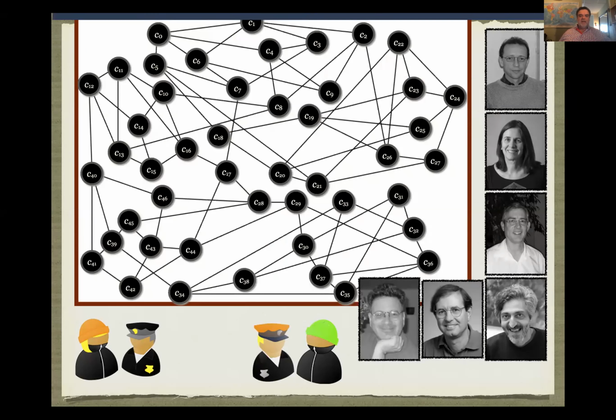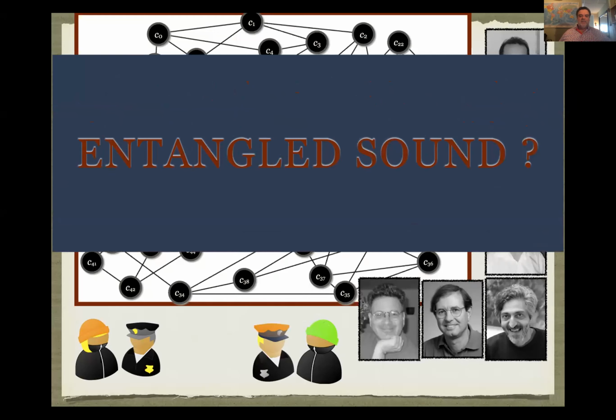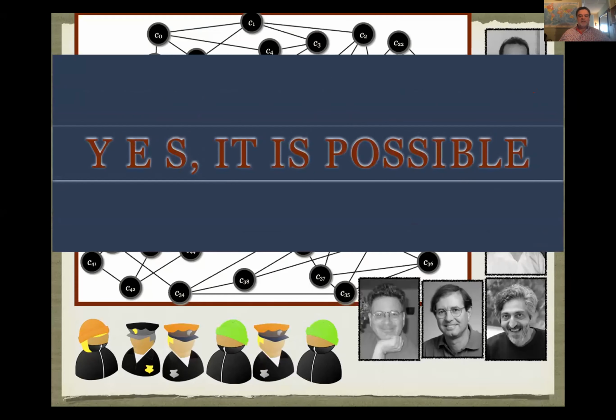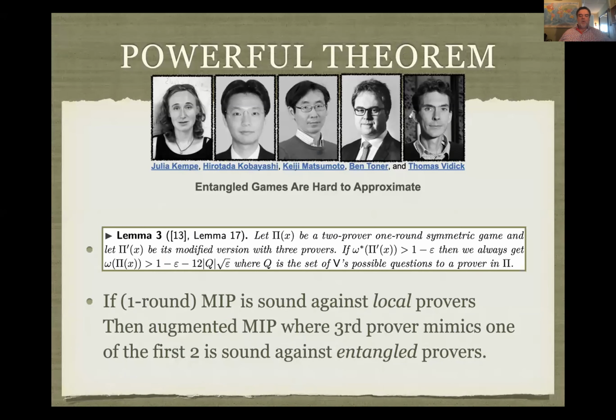We can make it entangled sound by using a powerful theorem, which says that if we add a third prover verifier pair, it will naturally become entangled sound. And this is a powerful theorem of Kempe, Kobayashi, Matsumoto, Toner, and Vidick. It basically says that if we add a third prover who's mimicking one of the first two, we're going to get entanglement soundness for free. Now, not quite for free, because the soundness error will increase polynomially.